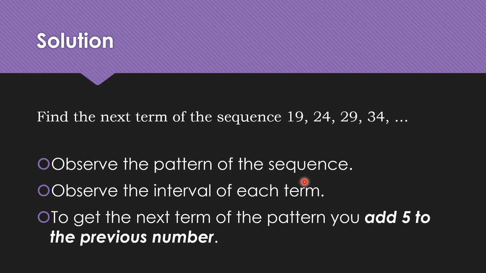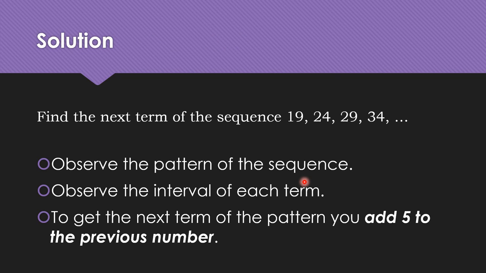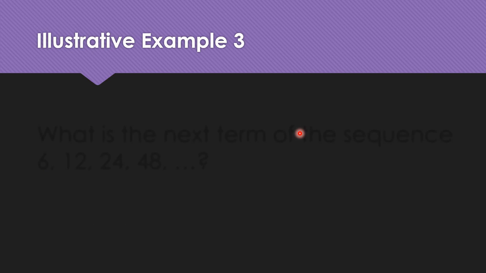So, ngayon, pwede na nating malaman ano ba yung next term. So, here, ang next term natin dito is what? What do you think is the next term here? Okay, so the answer here is 39. So, kapag nag-add tayo ng 5 sa 34, that is equivalent to 39. So, ibig sabihin, ang next term dito sa sequence na to is 39. Okay. Next.